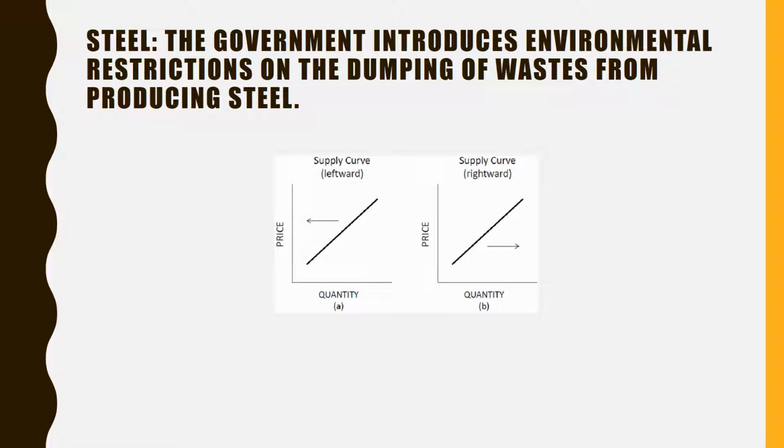Another example, steel. The government introduces environmental restrictions on the dumping of waste from producing steel. When this happens, it's more expensive to produce steel, and so we'll produce less of it. So we'll see the supply curve go to the left here.